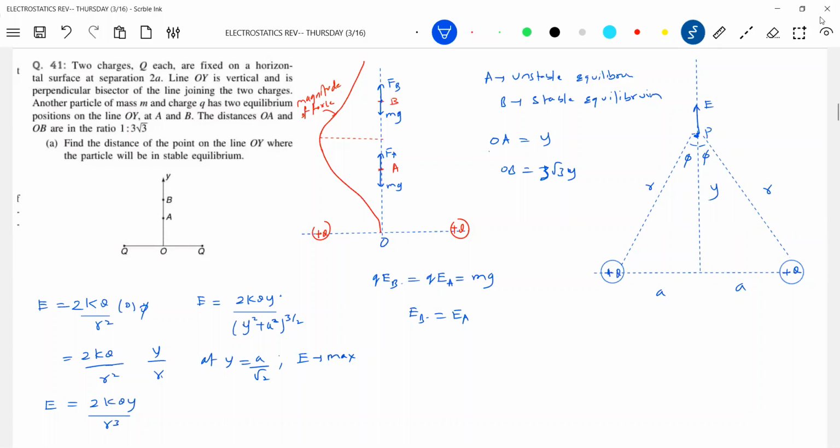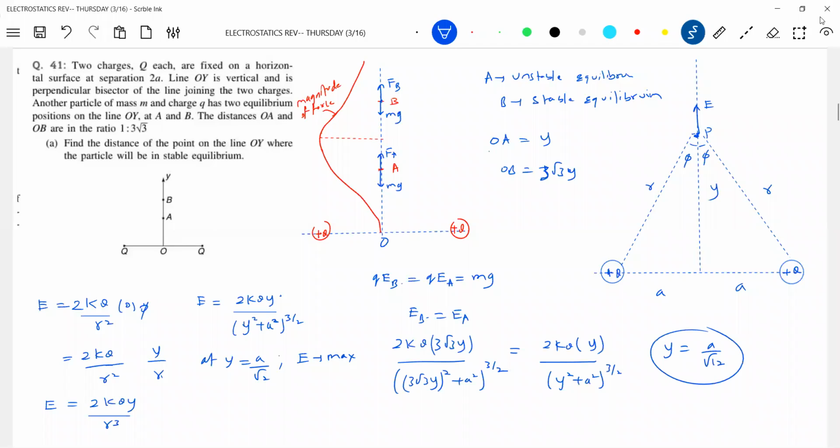So what is EB? Directly take help of this formula, 2KQ. Like this, it should be 3 root Y by... Solving for this, I'll get an expression for Y, a by root 12. Okay, fine. Yeah, I got the value of Y. So with this, what happened? Find the distance of the point on the line where the particle will be in stable equilibrium.